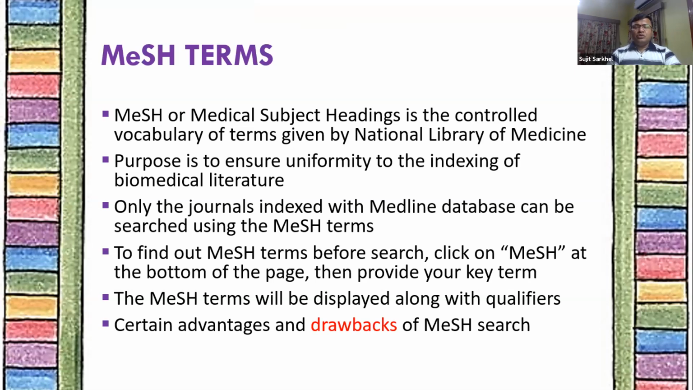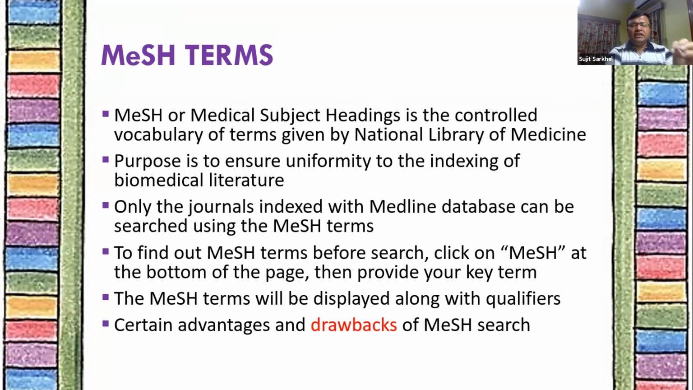So how to go about it? To find out MeSH terms before search, click on MeSH at the bottom of the page, then provide your key term. I will show this to you. And once the MeSH terms are displayed along with the qualifiers, you proceed further in building up your search. This I will show. Only one thing has to be remembered, that MeSH indexing of an article takes time.